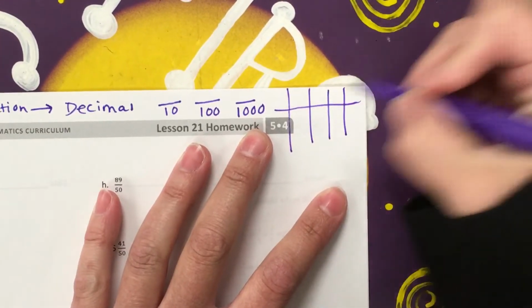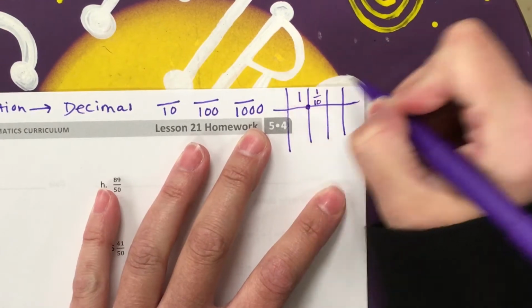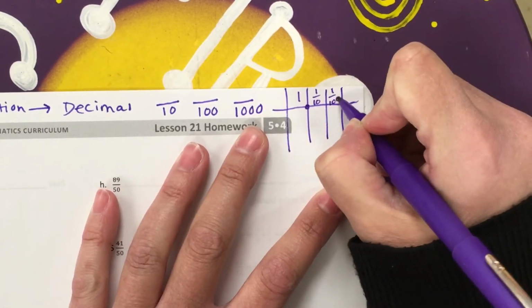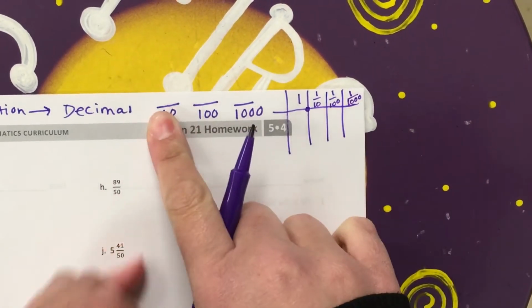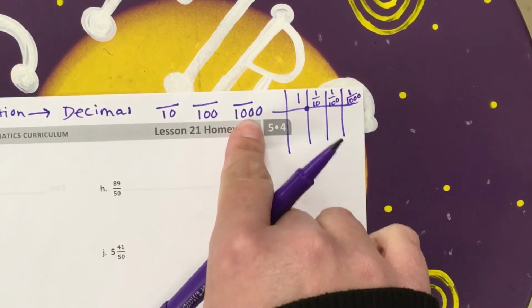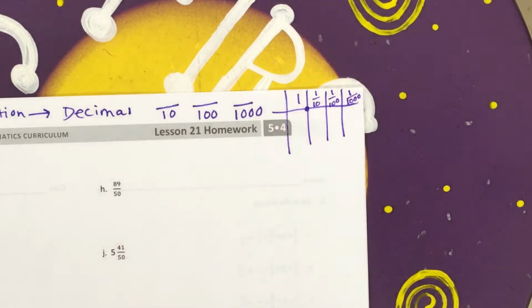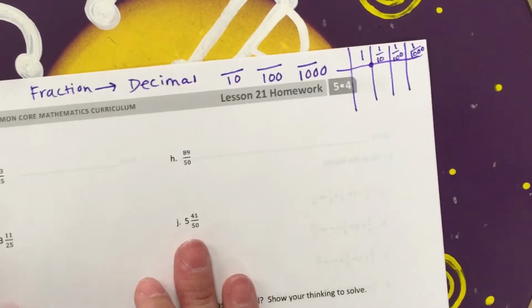Our place value chart, as you know, has the ones place. Then to the right of the decimal is my tenths, my hundredths, and my thousandths. So if I can get an equivalent fraction that has 10, 100, or 1,000 on the bottom, we can transfer it right over to the place value chart and write it as a decimal. I'll show you what I mean.